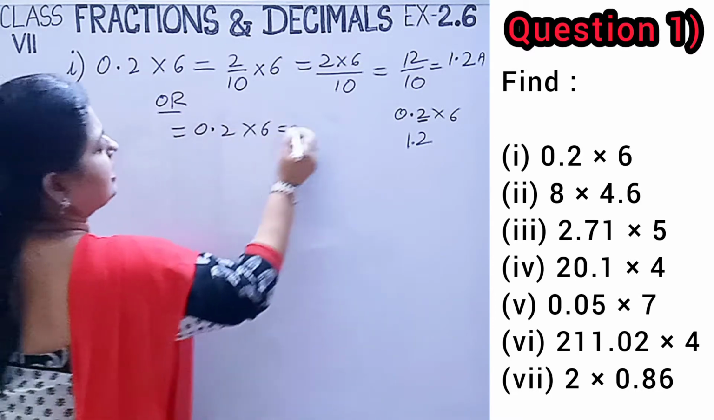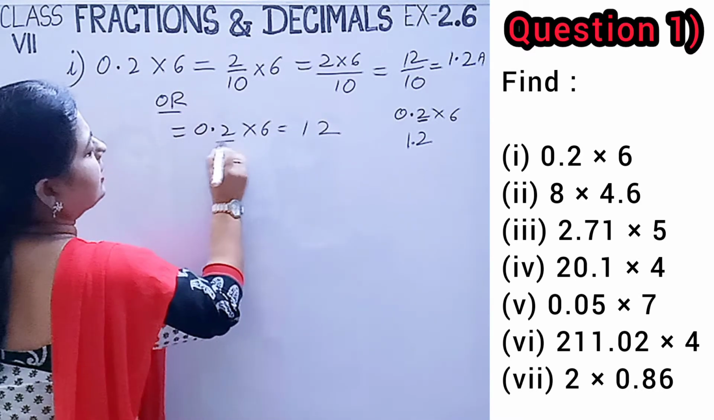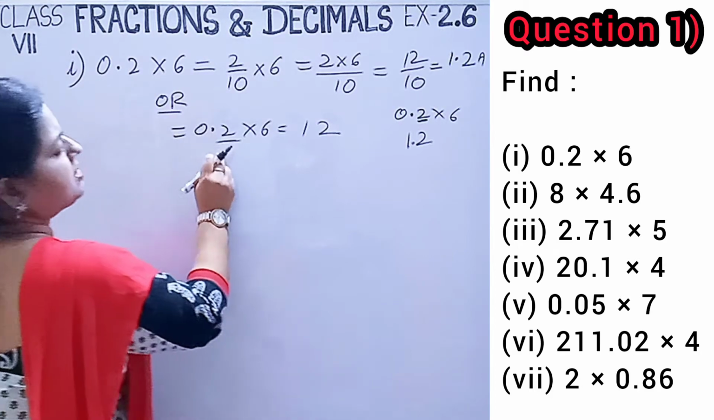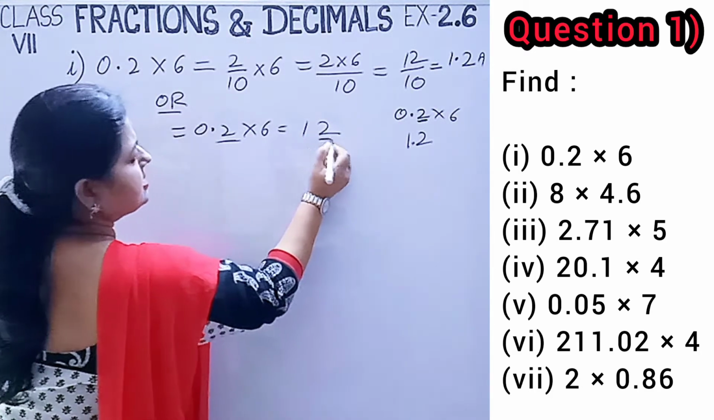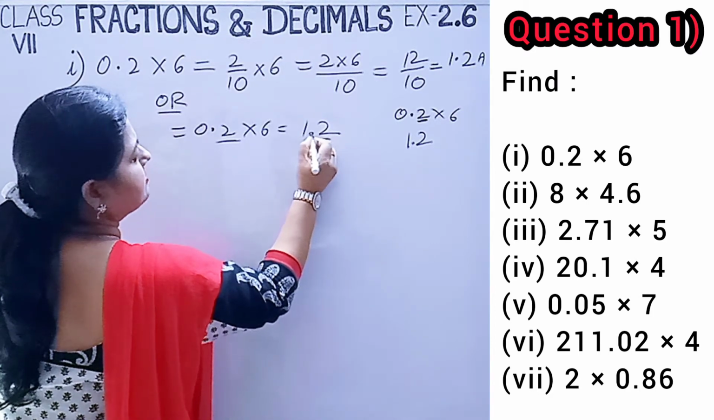So 6 twos are 12 and we have one digit after this decimal. It means we have to count from right to left. This is one digit and we have to put the decimal here.